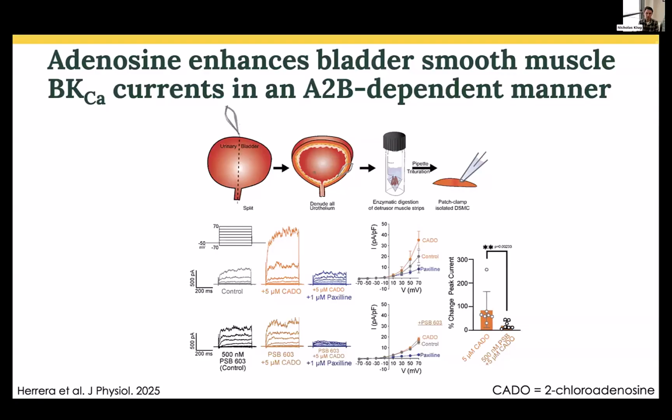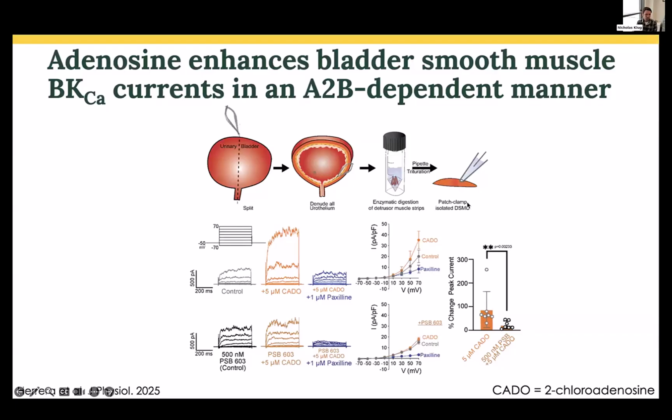So here we used isolated bladder smooth muscle cells. With the same bladders we were using before, we could use enzymatic digestion to get single bladder smooth muscle cells. We could perform whole cell patch clamp recordings with physiological potassium concentrations, and then we did a -70 to +70 millivolt voltage step protocol. You see these large outward currents in response to this protocol in these conditions. Then when we add adenosine to the bath for about 20 minutes, we see that these outward currents are hugely enhanced, and that these enhanced currents are sensitive to the BK channel blocker paxilline.